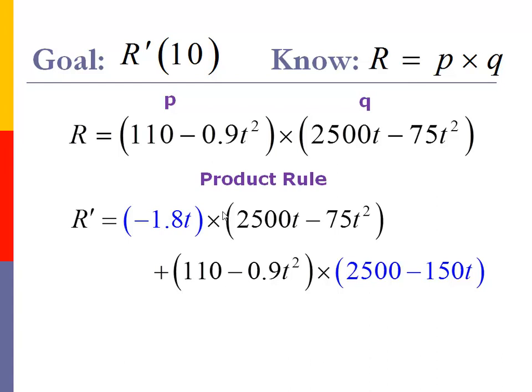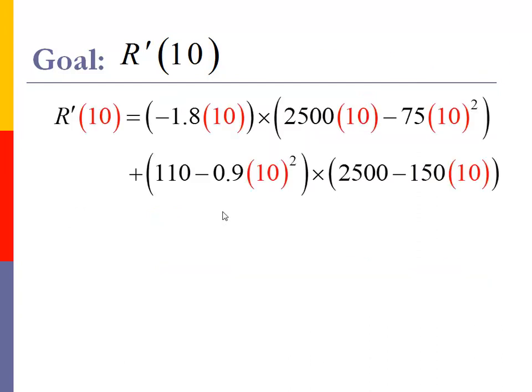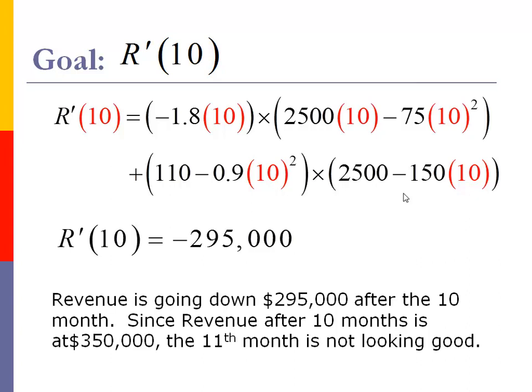But I'm not done with the question. My derivative is done. My next step is to find R prime 10. So let's plug 10 in. So wherever I saw the T, I plug in 10, do all that calculation, crunch it all out, and I get an answer of negative 295,000. So what does that mean? That basically means our revenue is going down because of the negative.